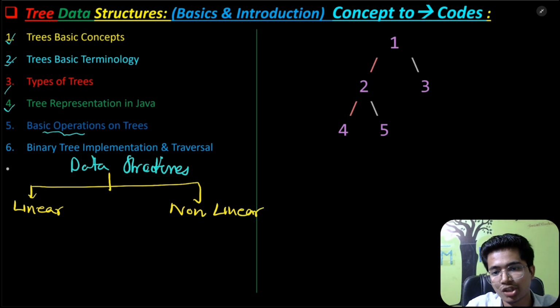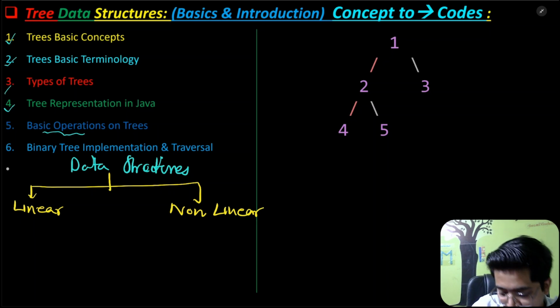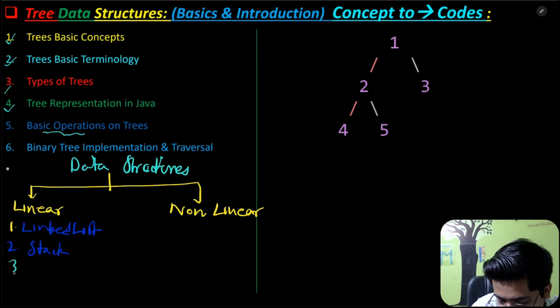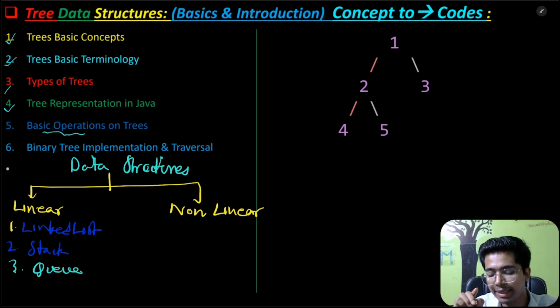You might know that the linear data structures are first the linked list, which comes first. Second, we get the stack, which we study after the linked list. Third, what we study in the linear data structure section is the queue. So these are linear data structures.